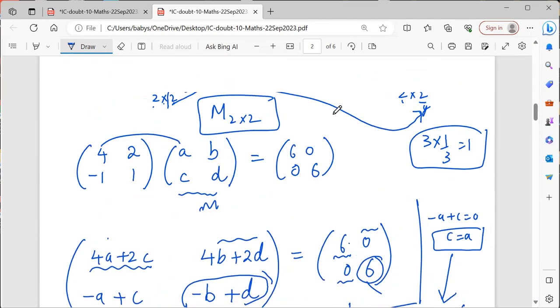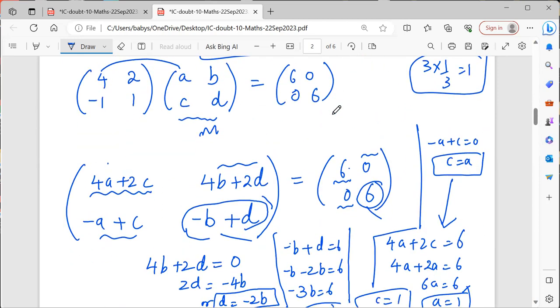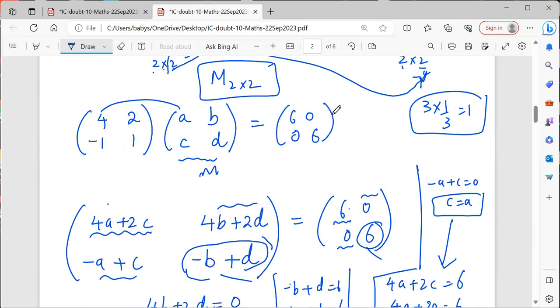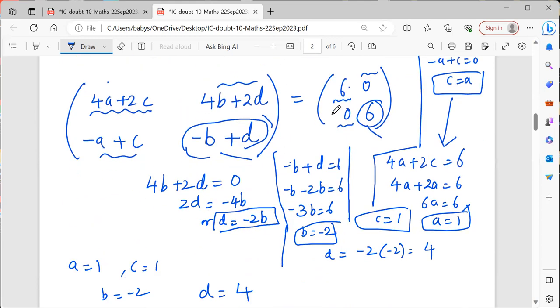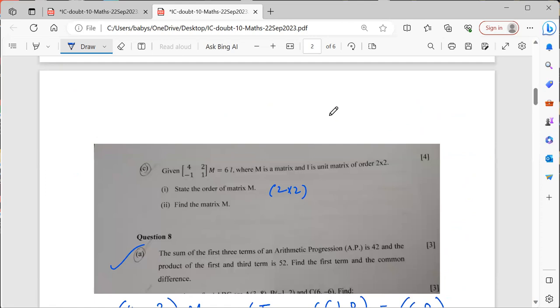So this is how you will go about doing it. You'll get 4 equations, but it's not really very difficult because you get a lot of interdependency, like A is equal to C and B is equal to minus 2D. So this is how you work out these kinds of sums. This one is on AP and one is on matrices.